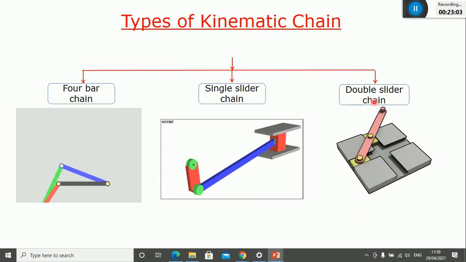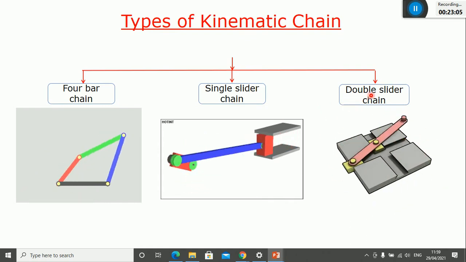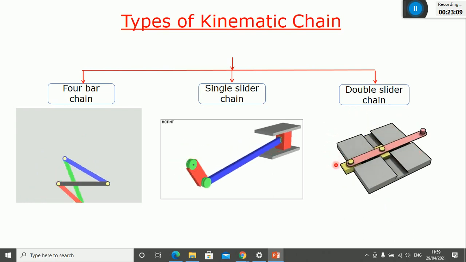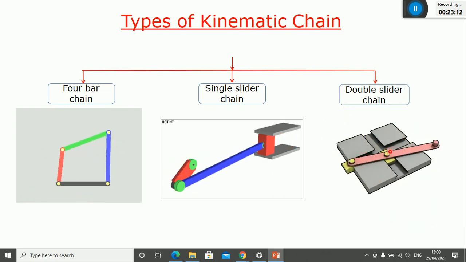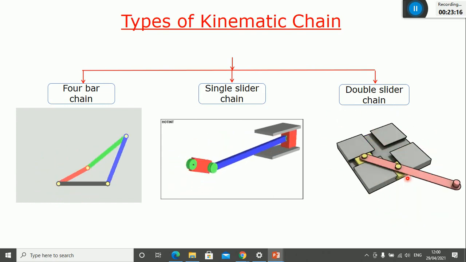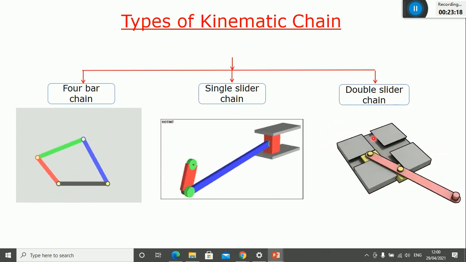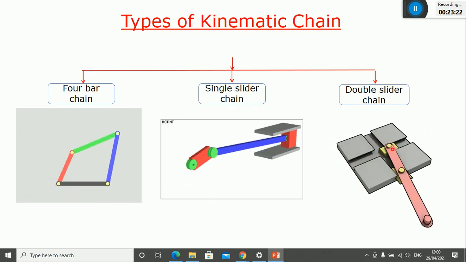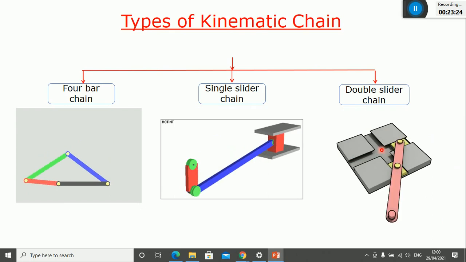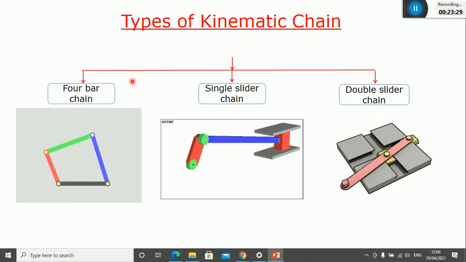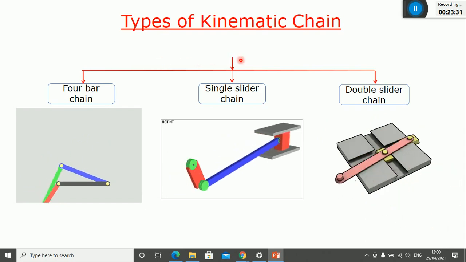And in the third one you can see it is a double slider chain. Can you see the yellow color part? There are 2 yellow color elements. They are sliding in a certain path, in a certain route, you can say. So this is one track, this is also one more track. They are sliding in respective tracks. Since it is having 2 sliders, I can call it a double slider. So for your syllabus, these are the 3 types of kinematic chain.